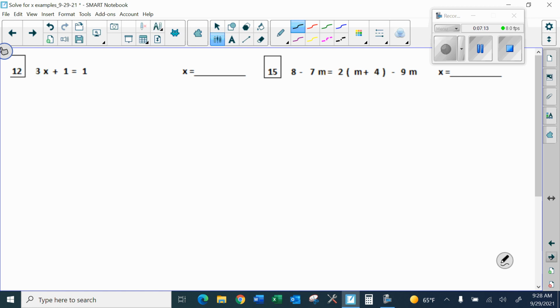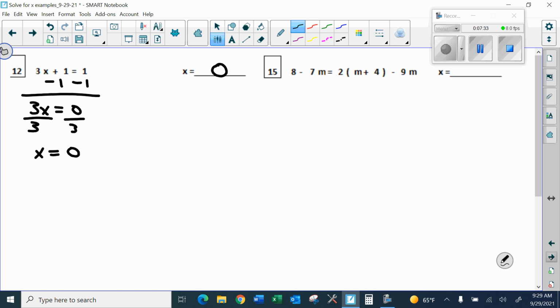Okay, here we go right here. Reverse PEMDAS, subtract 1 across. I get 3x equals 0. Divide by 3, and 0 divided by 3 is 0. Okay, and the same thing is saying 3 times what equals 0? 3 times 0 equals 0.